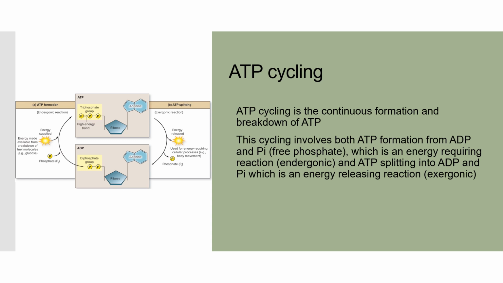Splitting of ATP into ADP and an inorganic phosphate is the breakdown of ATP. This is an exergonic reaction, meaning it releases energy. The released energy is used to power various cellular activities such as muscle contraction, protein synthesis, and cell division.